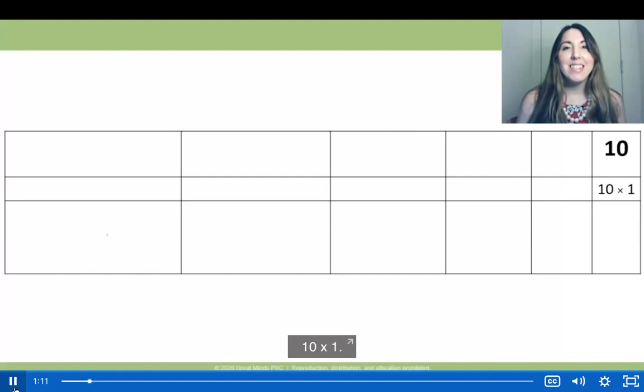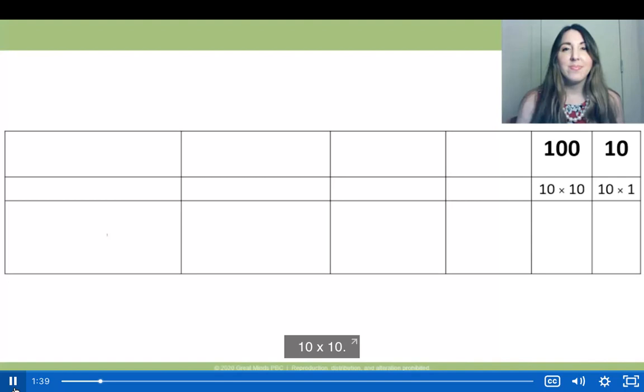The next number for our chart is 100. Let's determine a multiplication expression using only tens as factors. What is a multiplication expression using only tens that will give us a product of 100? Ten times 10. Let's continue.